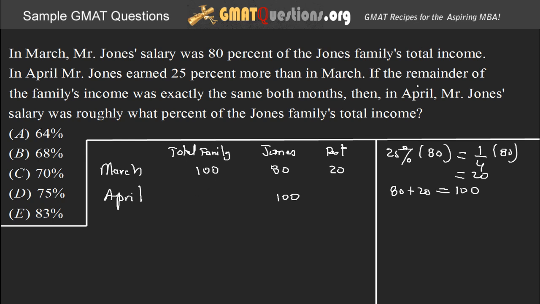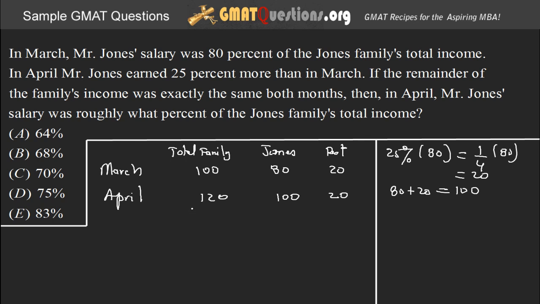Now, we are also told that the remainder of the family's income was exactly the same both months. So we had 20 in March, and we're going to also have 20 in April. It has not changed. Now, watch out. Even though the rest of the family's income has not changed, the total family income must have changed as a result of John's salary having changed. So the total family income is going to have to be 100 plus 20. Okay? I hope you'll agree. 100 plus 20. So we have here now 120.